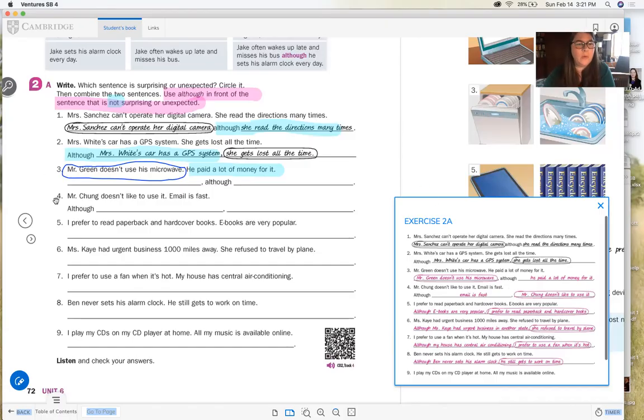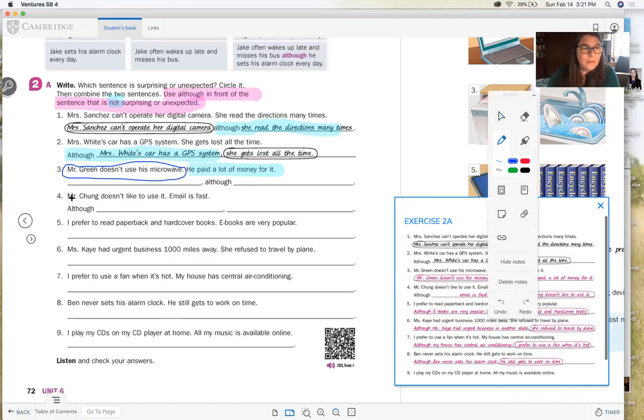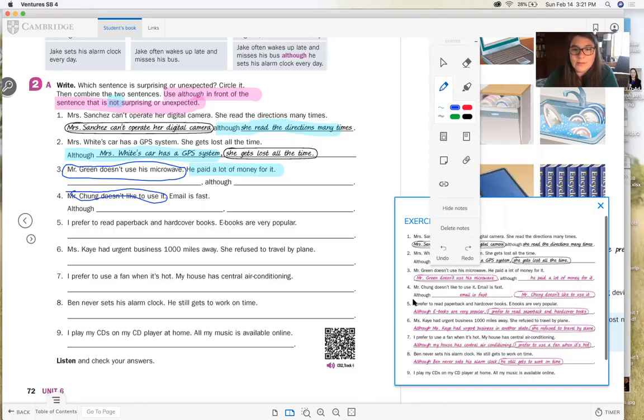Okay, number 4, let's read the answer. Although email is fast, Mr. Chung doesn't like to use it. Okay, so what is surprising? This part is surprising. Everyone knows email is fast, but it's surprising he doesn't like to use it. So what we say is, although email is fast, Mr. Chung doesn't like to use it.